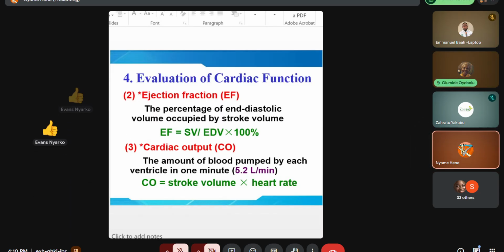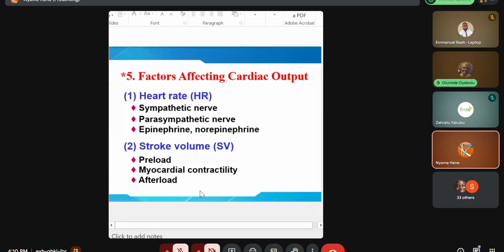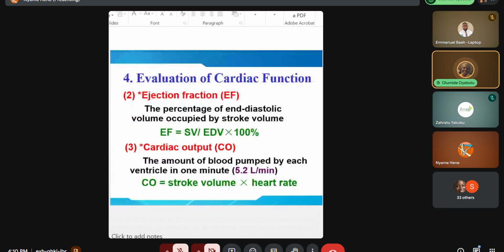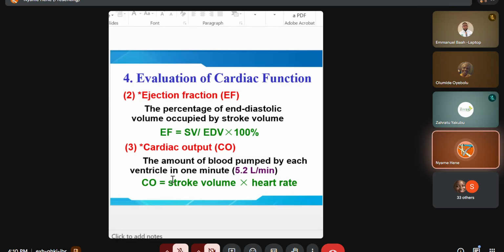Olumide. Thank you for that. I have a question. Does this imply that each ventricle can have a different cardiac output? If we are talking about the cardiac output, our focus is mainly at the what? At the left ventricle.